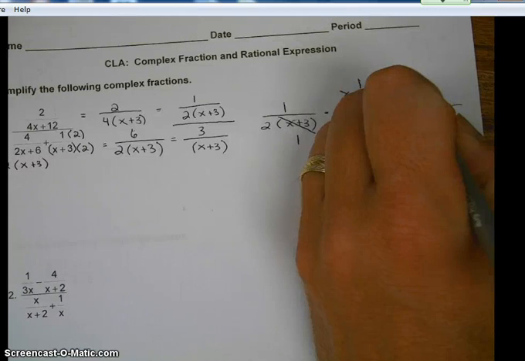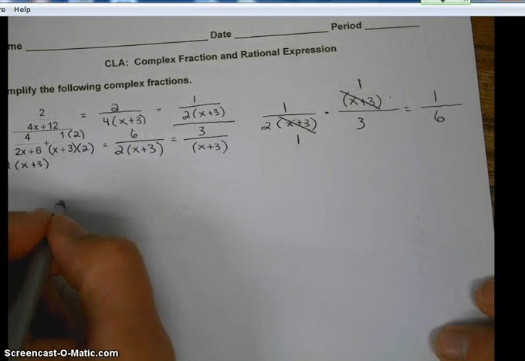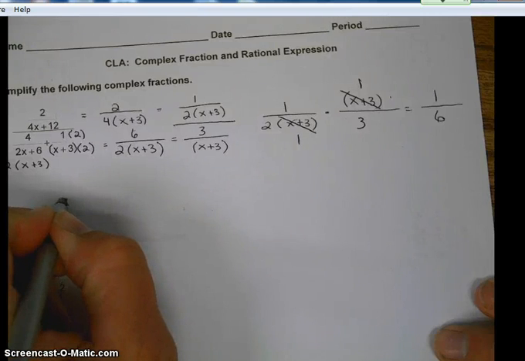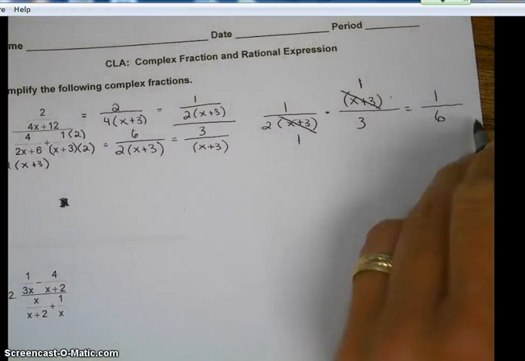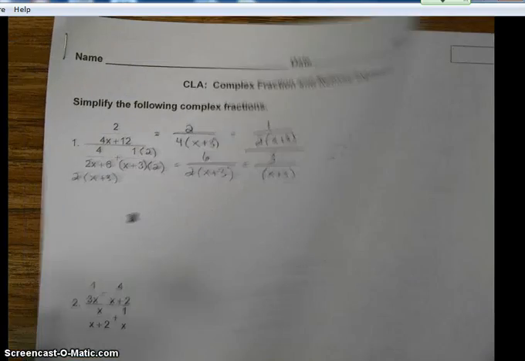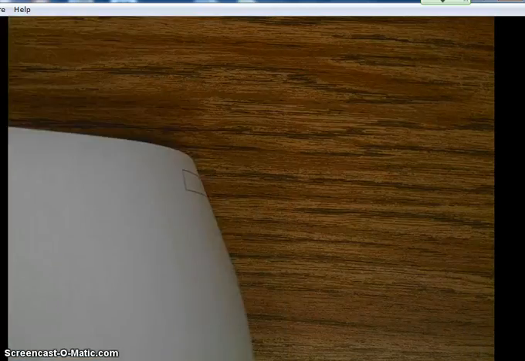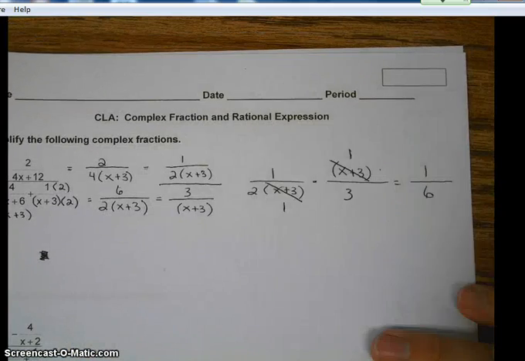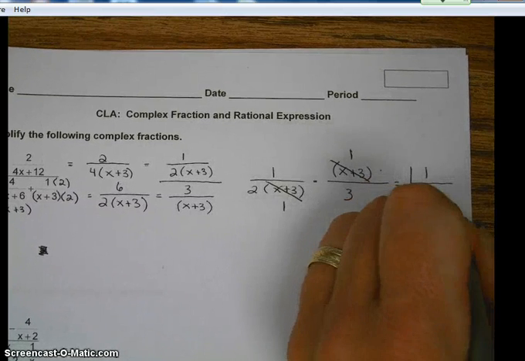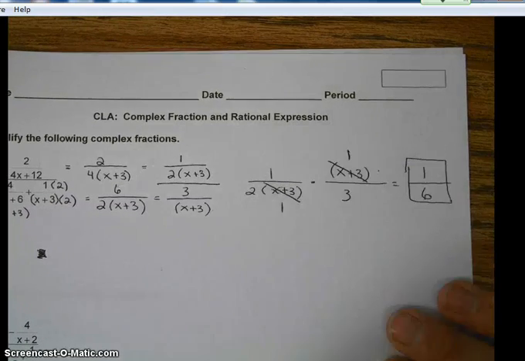All right, so our answer is x. I'm sorry, we're not solving, my bad. This simplifies to 1/6. No answers on this one. Isn't that something? How the x even went away and we came down to 1/6.